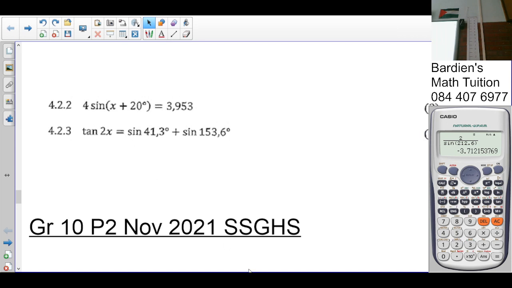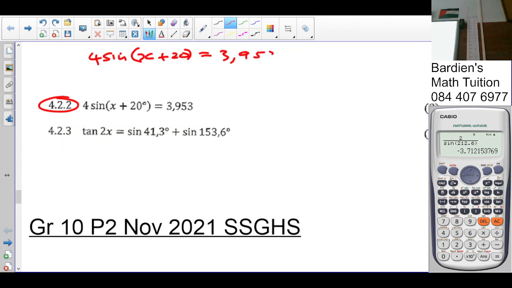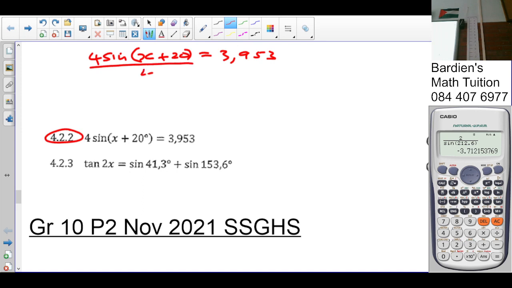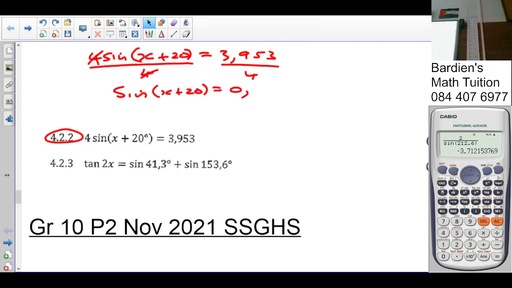So what are we going to do here? What needs to be done first? Can I go straight into arc sine here? No. What do I do first? Divide by 4. That cancels. So sine(x + 20) equals 3.953 divided by 4, which gives you 3935 over 4000, or 0.98825.